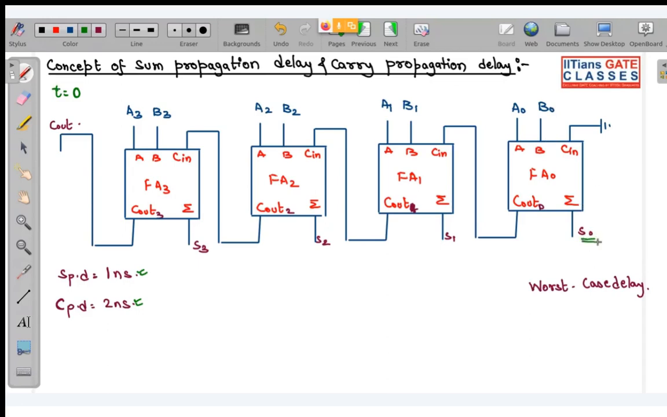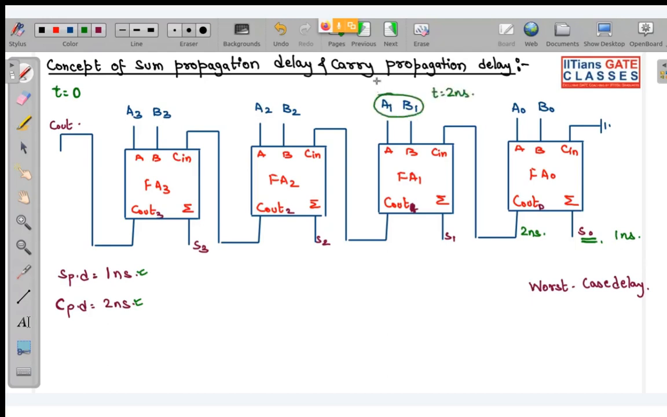This S0 bit will be produced after 1 nanosecond. Why? Because I have written over here SPD, that is, sum propagation delay, is 1 nanosecond. So after 1 nanosecond, this output S0 is ready. But what about the Cout? So Cout will be ready after 2 nanoseconds. So after 2 nanoseconds, this Cout will be propagated to your subsequent next full adder. So this full adder will get its complete input at t equal to 2 nanoseconds.